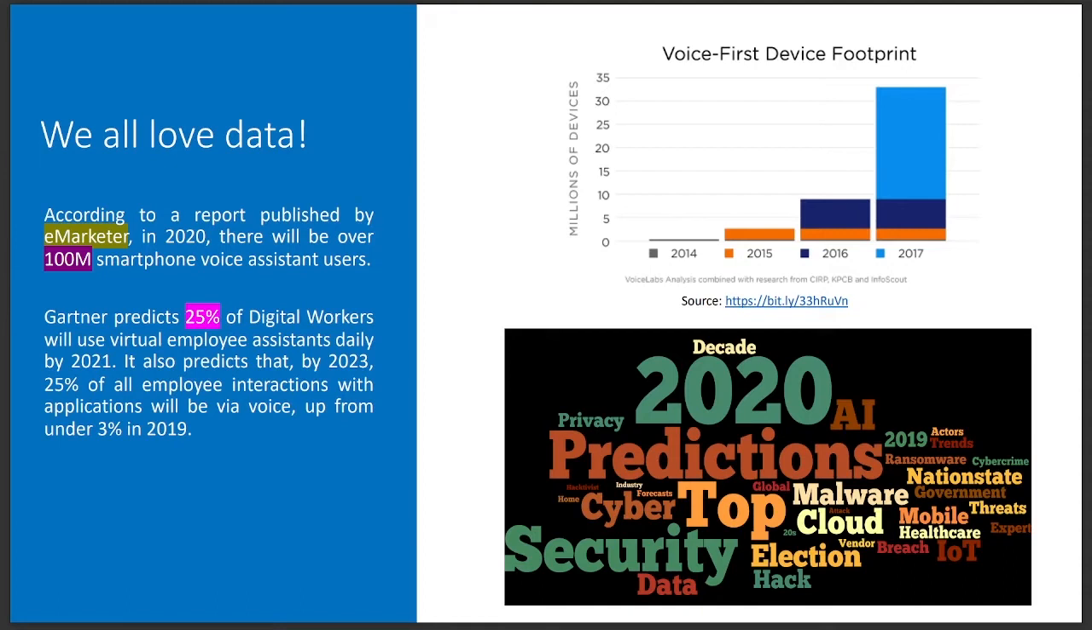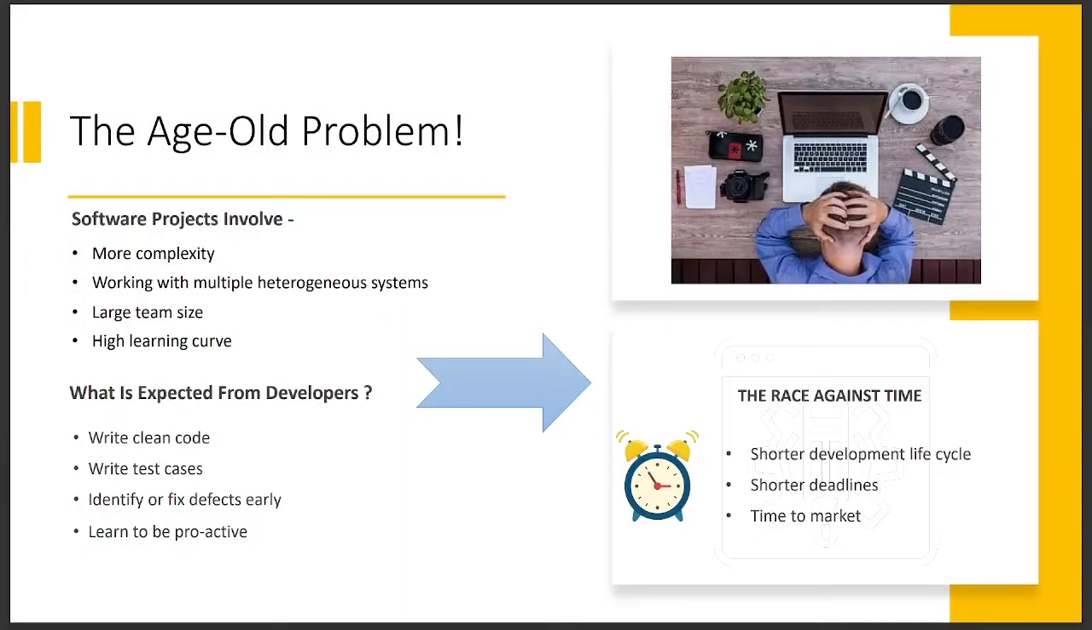They say that voice first technologies are the next big thing, and one needs to understand why exactly. So let's understand more about this. They say that we all love data, right? Gartner is one research organization which has predicted that 25% of digital workers will use virtual assistants on their phone by 2021. This is a big prediction. And one can see that the number of smartphone users is going to increase day by day, and the number of users using voice assistants on their smartphones is also going to increase day by day.